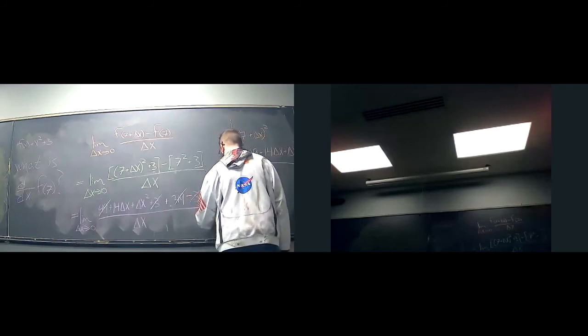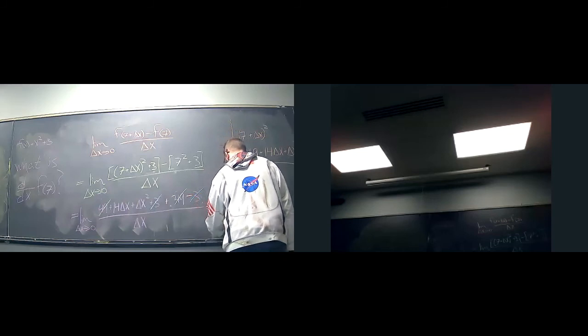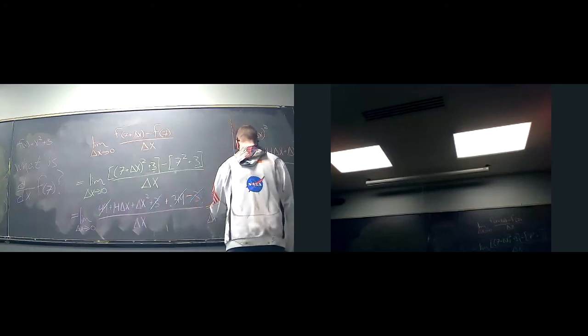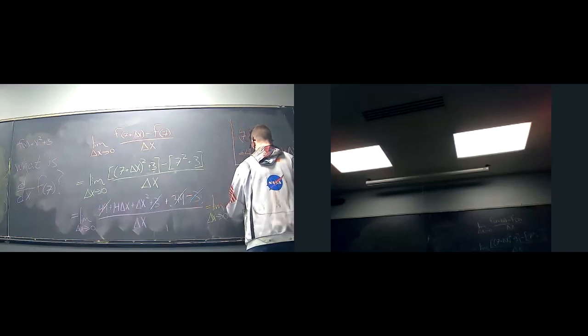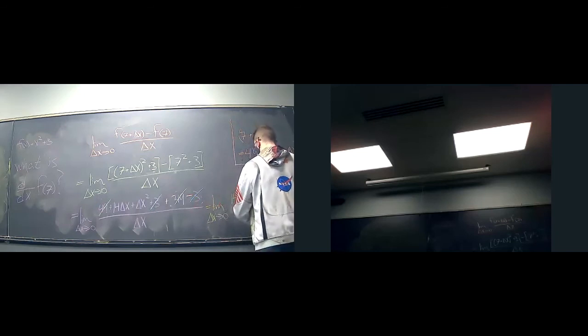And what we're left with now is the limit as delta x goes to 0 of 14 delta x plus delta x squared over delta x.